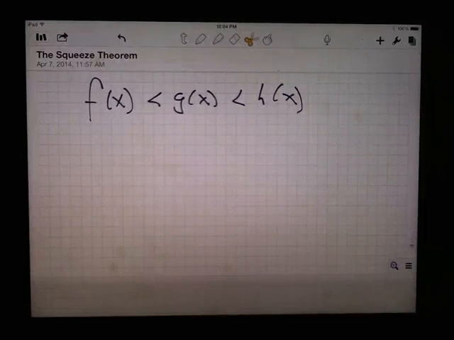I want to talk about the squeeze theorem. There are times when we're trying to find the limit of a function as x goes to a particular value, and it's really kind of tricky to figure out. But once in a while, we can compare it to other functions that are easier to calculate, and that tells us what the one we really want is.